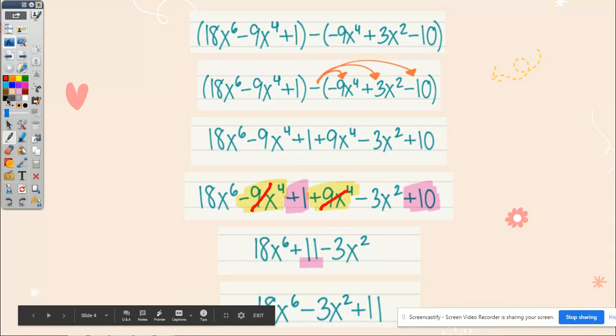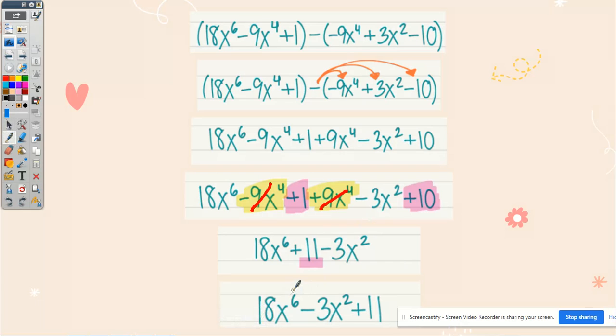So remember, that means you have to start with your highest degree, which is 6, and then we have a 2, and then we have a 0. Don't forget, when you move things around, just make sure you keep them the same sign they were. This was a +18, this was a +11, and this was a -3x squared.